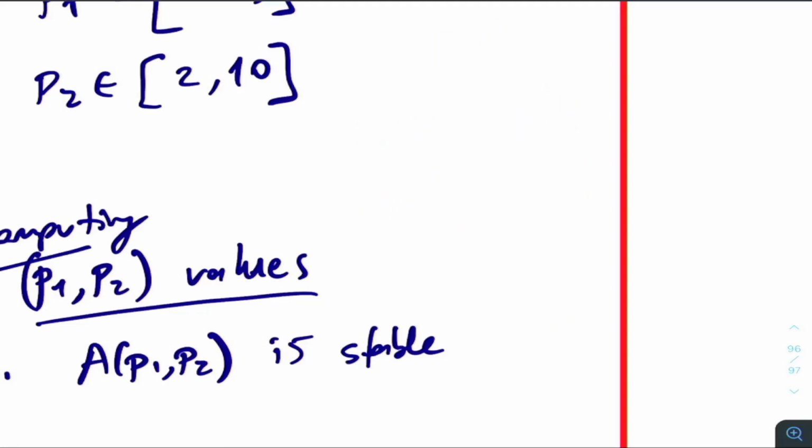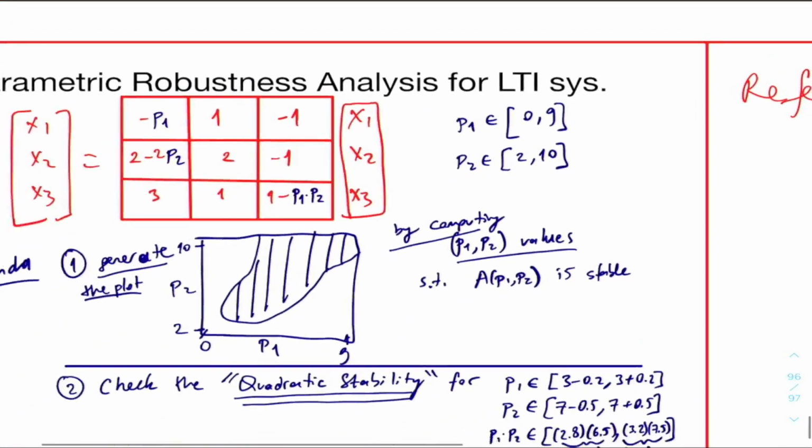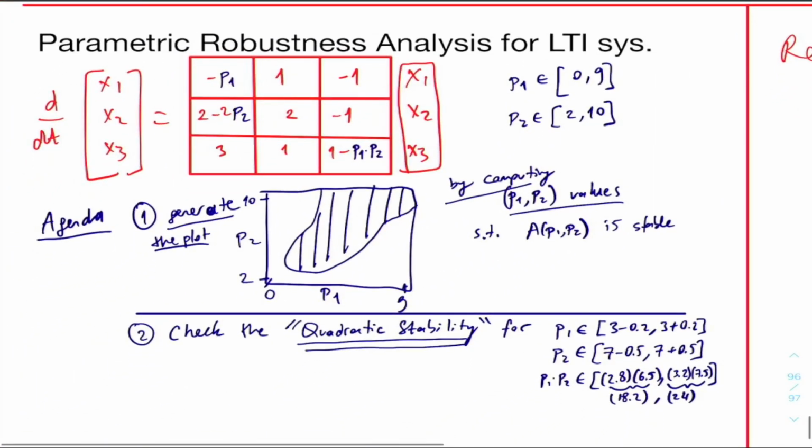Okay, and alright, before saying anything, by the way, let me talk about today's agenda. We will do two basic tasks, right? And we will use MATLAB and YALMIP optimization toolboxes.